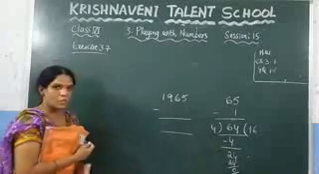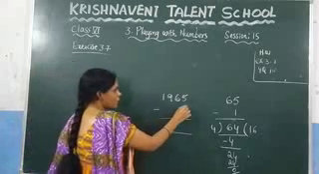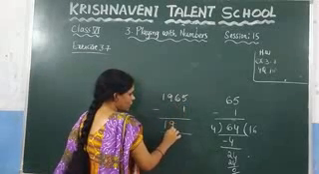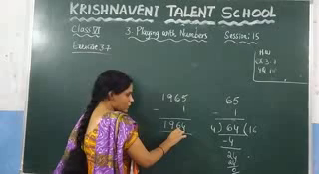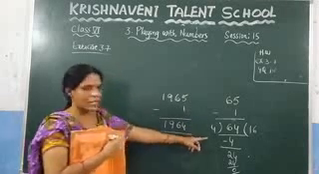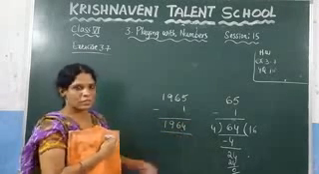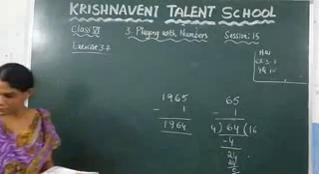So what is the smallest number that must be subtracted here? 1. If you are subtracting 1 here, you are getting this number, and this number is divisible by 4. Just we have checked the last two digits of a number. This is the problem. Now write it.